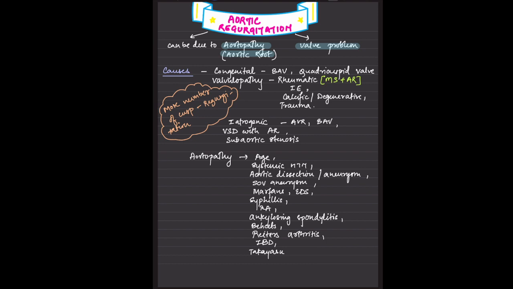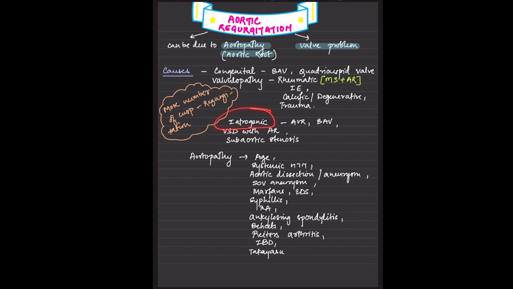It can be due to aortopathy, that is, the aortic root can be involved in this, and it could also be a valve problem. So the causes are the congenital one, that is the bicuspid aortic valve, or the quadricuspid valve. Valvulopathy, that involves rheumatic heart disease, of course, and infective endocarditis. Calcific degenerative one, it could be a trauma also.